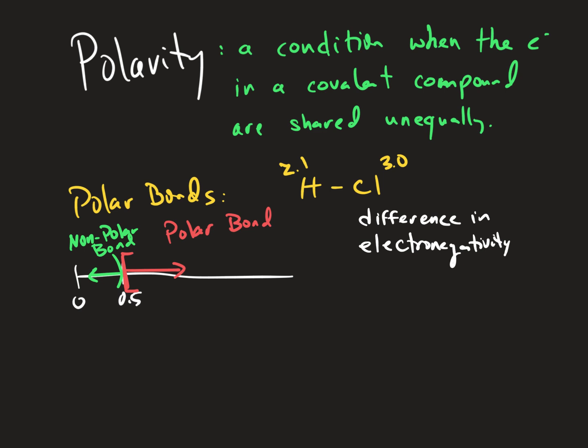Question? Just for clarification, if it's exactly 0.5, it's polar. So this little bracket says it includes 0.5. And the parentheses, so this is just a math convention, says it doesn't include it. Does that make sense? So yeah, anything 0.5 or greater is considered polar.